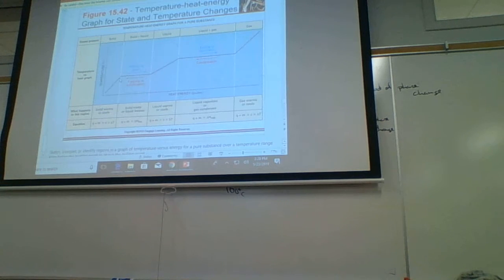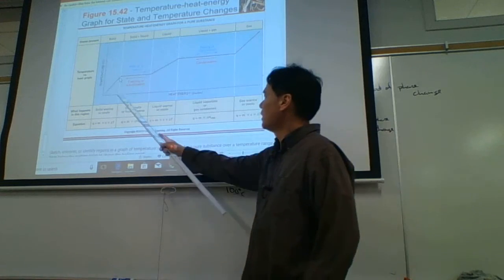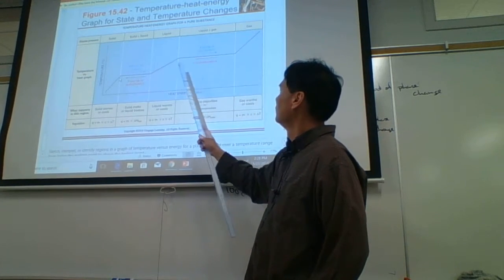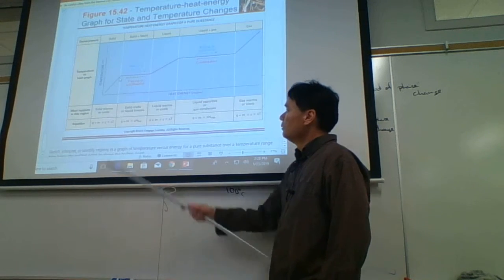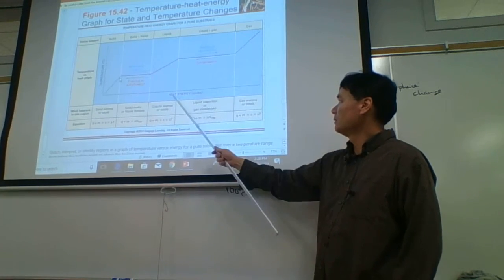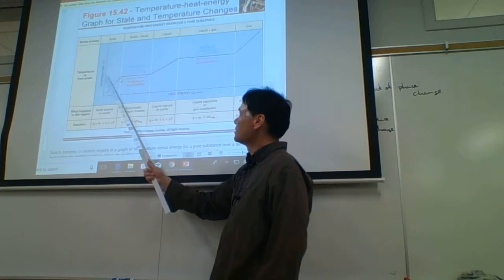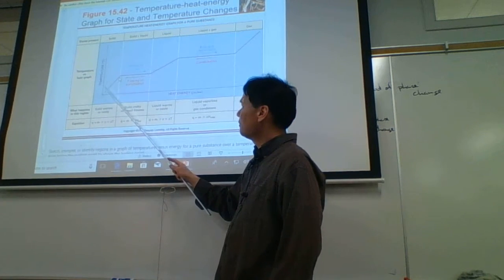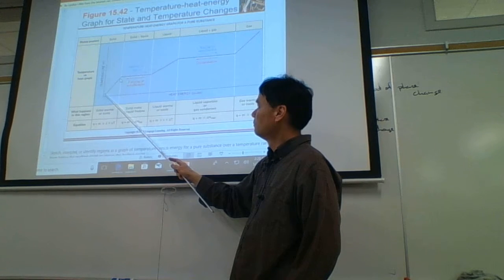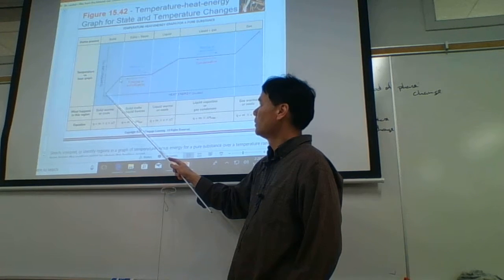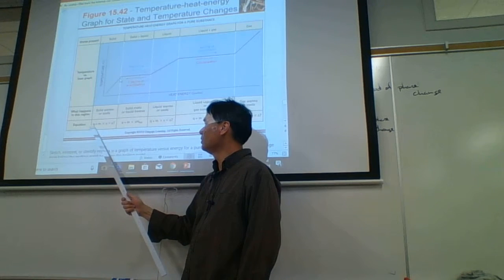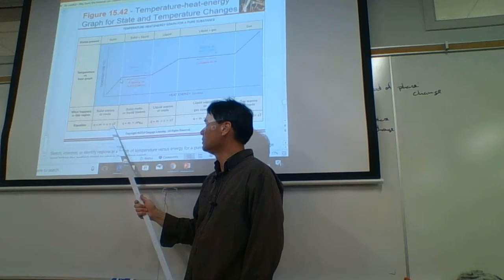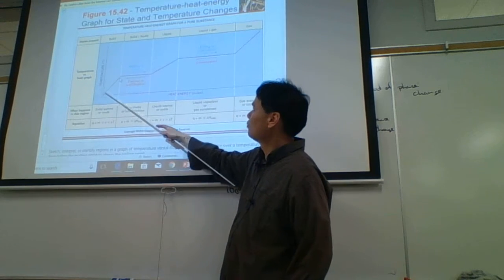This is called a heating curve or a cooling curve, depending on which direction we go. If we go from left to right, it's a heating curve. If we go right to left, it's a cooling curve. What's plotted on the x-axis is energy here. On the y-axis is temperature. So we start off with ice at minus 12, and we start to warm it up. If we're warming up ice, then what equation do we use? We use Q is equal to mc delta T. And so the solid warms.